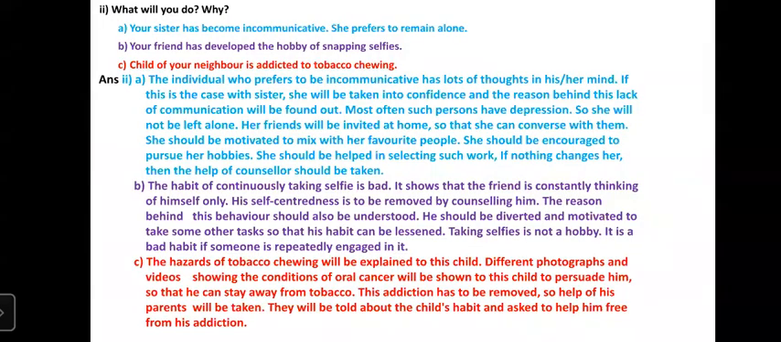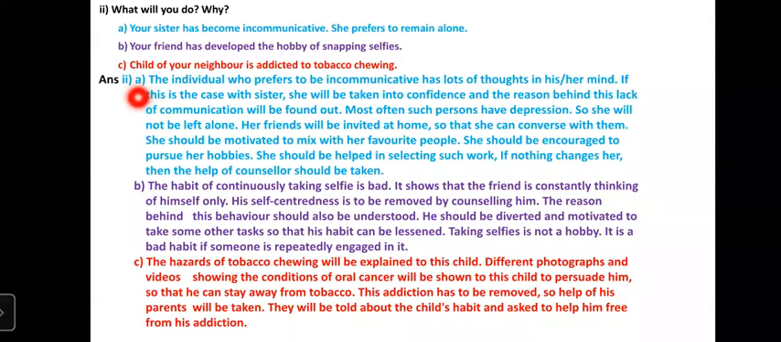Second question C. What will you do? Now see, in this question, 3 parts are there. A, B, C. Okay. Now see your first part, A question. Your sister has become incommunicative. She prefers to remain alone. Incommunicative means what? She's not talking with anyone. She's not interacting with anyone. So in such case, what you will do? See, you can see the question in blue. Its respective answer I have written in blue. So you can understand the answer.